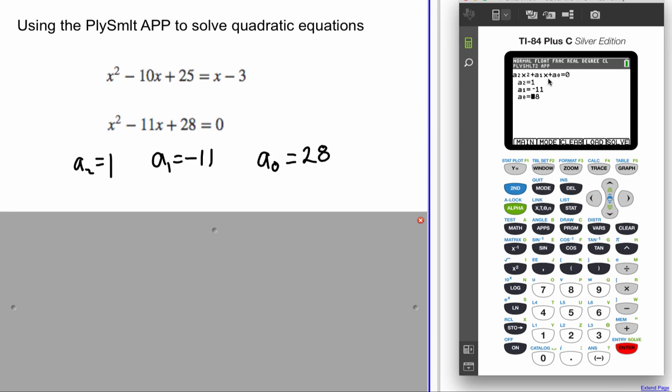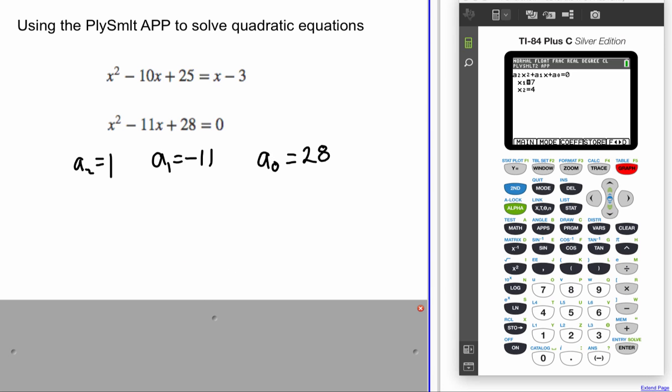I've got my coefficients typed in, and now I ask the calculator to solve by pressing F5. And it tells me that one of the solutions to this equation is 7 and the other solution is 4. And we're done. So x1 is 7 and x2 is 4.